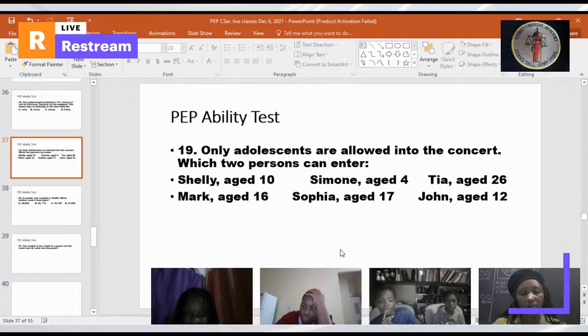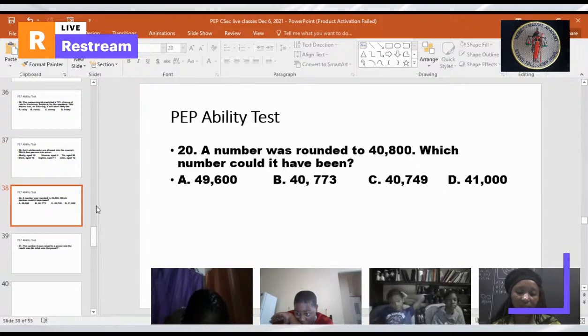Miss, Mark and Sophia. Why? Because adolescents are like the age right before becoming an adult. That is correct. The age right before becoming an adult. All right, so two questions to go.